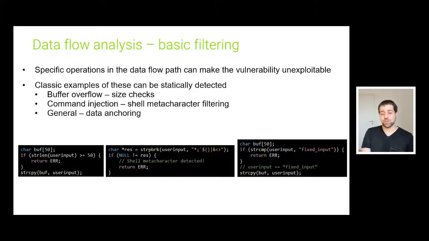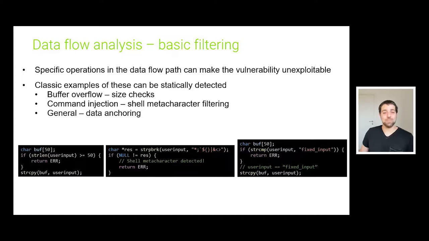But other than the data flow analysis, of course, there might be other mitigating factors which actually prevent a real vulnerability, even if there's full data flow between user input and the sink. So let's look at some classic examples. For example, for buffer overflow, there might be size checks. If we look at this code example, here there's a buffer with 50 bytes allocated, but if this if condition wasn't here, with only the strcpy, then it's a buffer overflow.